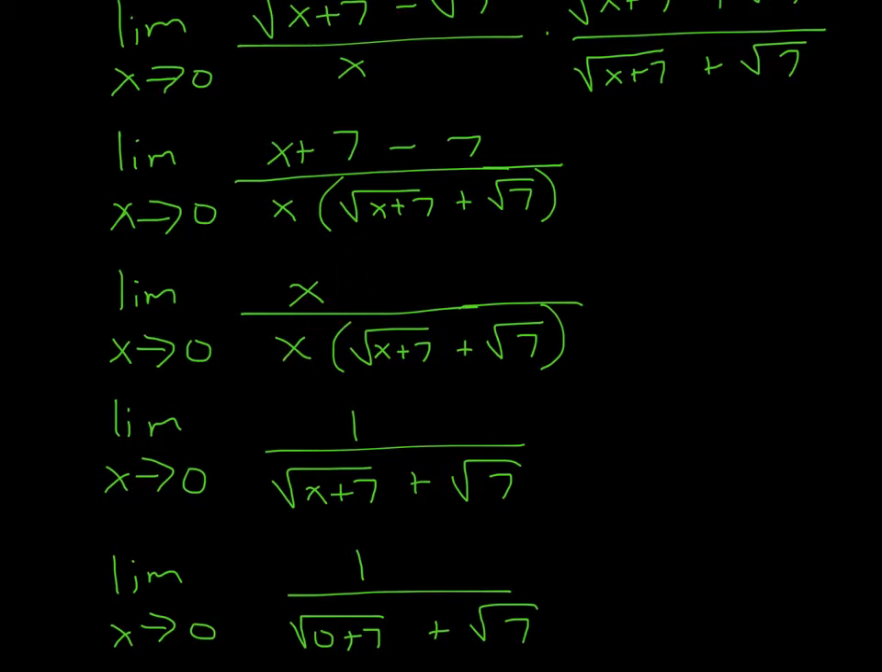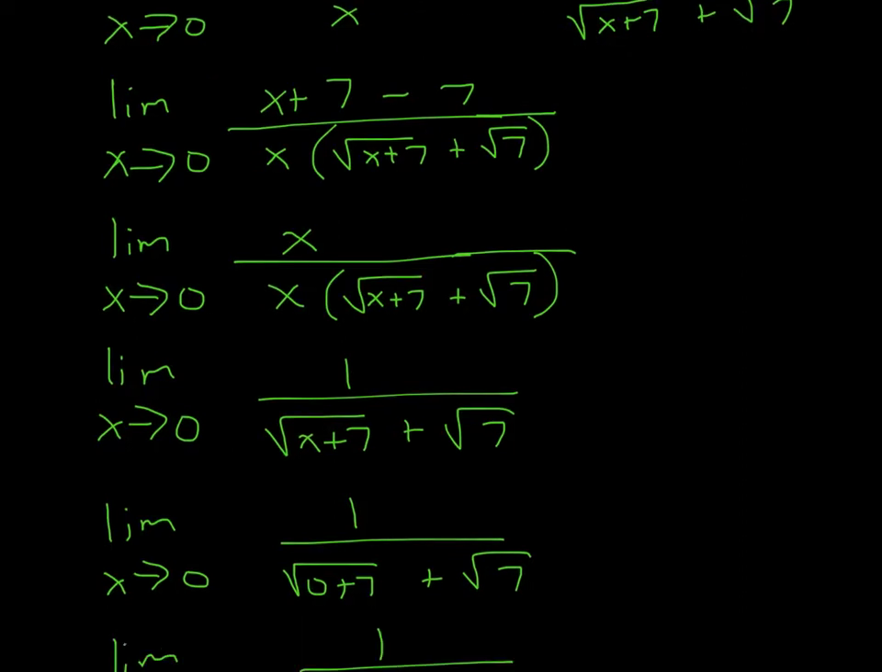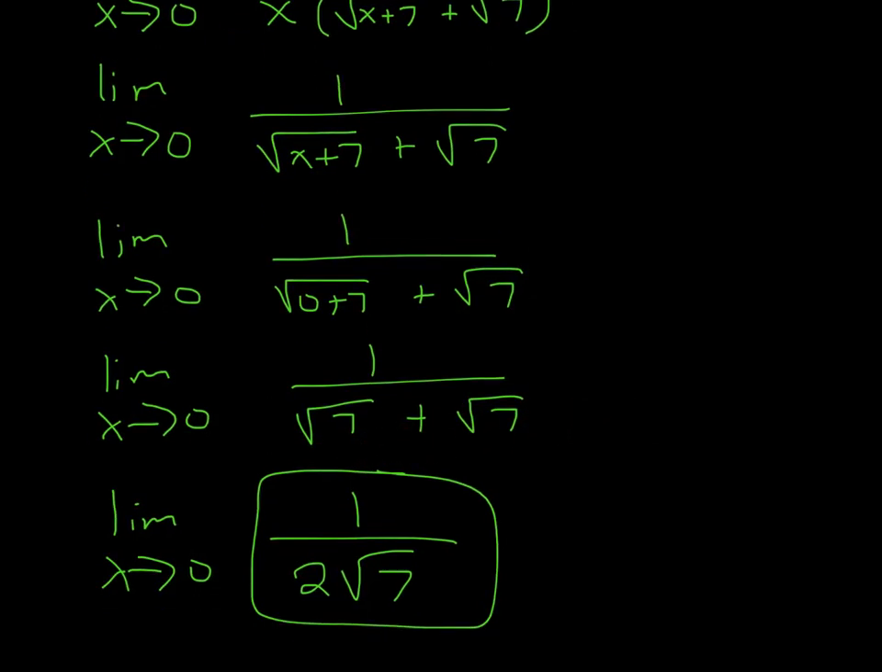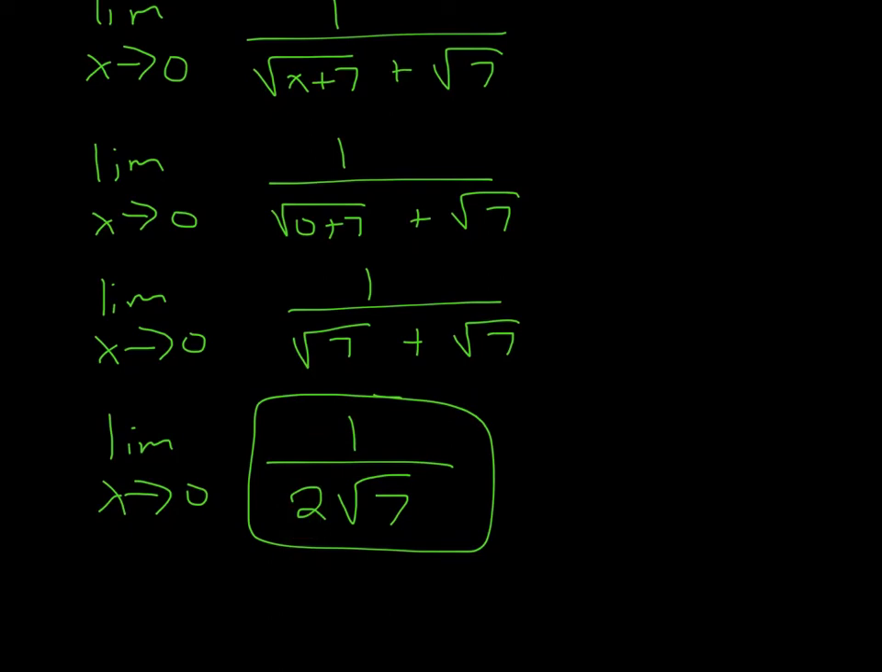Now, since you've canceled, you can just substitute in, and you plug in 0 here, and then you get 1 over square root of 7 plus square root of 7. And that just equals 1 over 2 times square root of 7.